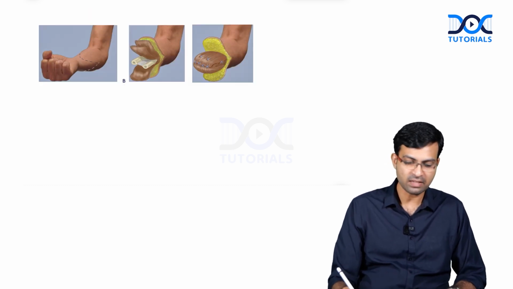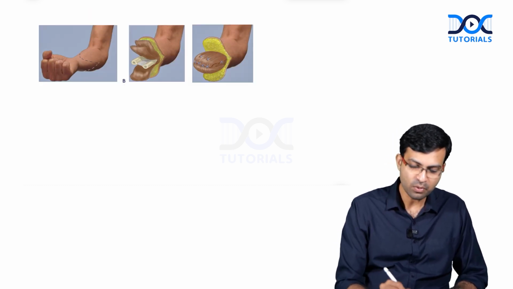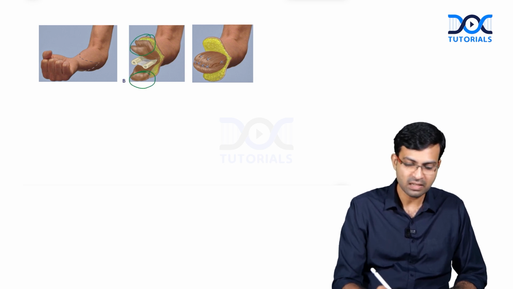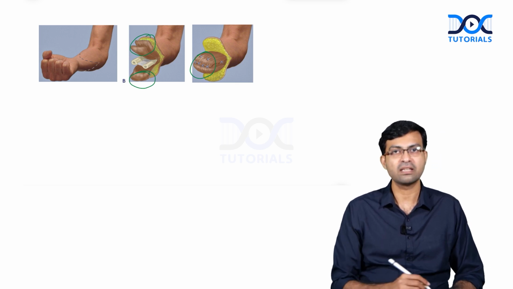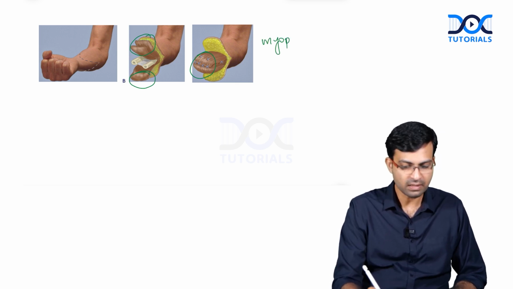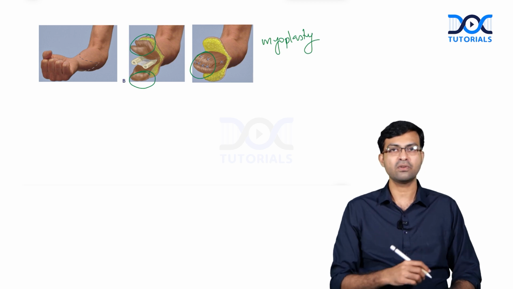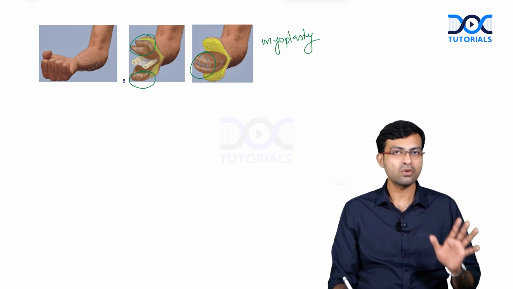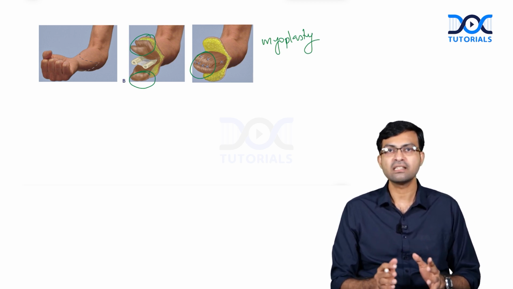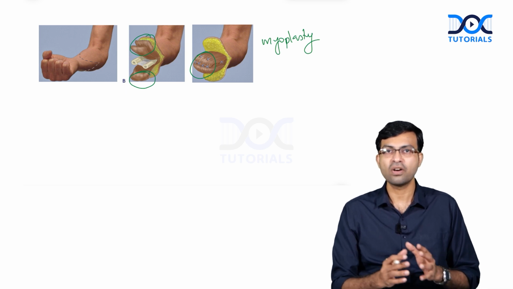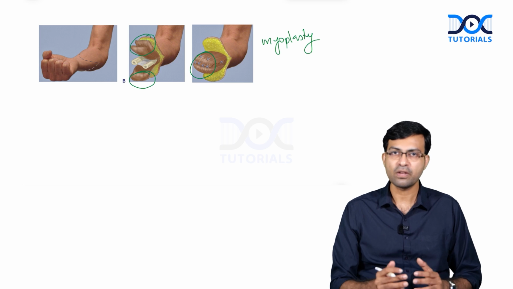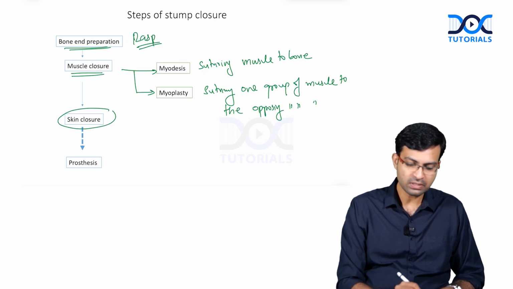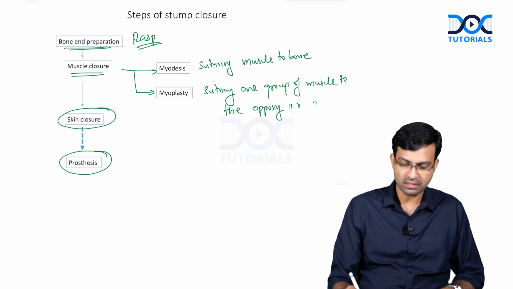We do myoplasty, where we have taken the bone cut here, and this is the anterior group of muscles, this is the posterior group of muscles. We take these muscle groups together and suture them together. This is what is called myoplasty. Okay, so myodesis is good, but myodesis is generally not done in the setting of an ischemic condition or an infection. In all other conditions, you can do myodesis. Otherwise, you do a myoplasty. And once you do that, you close the skin and prepare the limb for prosthesis application.